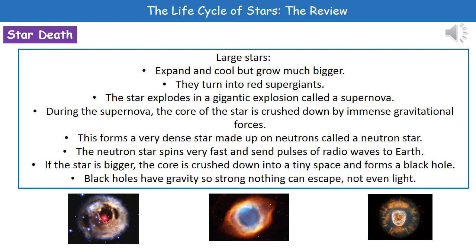Now the neutron star is spinning very fast and sends pulses of radio waves to Earth, so we can actually pick up these radio waves from neutron stars here on Earth. If the star is even bigger, then the core is going to be crushed down into a tiny space and it forms a black hole. Now one thing to remember about our black holes is that they have such an immense strength of gravity that nothing can escape, not even the light, hence the name black hole. So it doesn't even let light escape because of that sheer massive force of gravity.